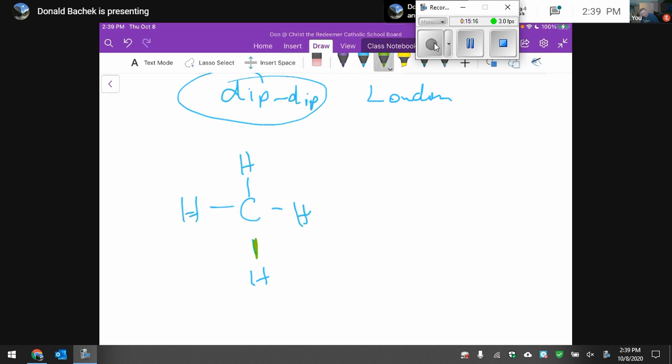This is a polar bond. That's a polar bond. That's a polar bond. I know they're polar because they're different in electronegativities. It just happens that those polar bonds cancel each other out. So polar, polar, polar, polar, and yes, it becomes a non-polar molecule. So remember, those polar bonds cancel out and become a non-polar molecule.